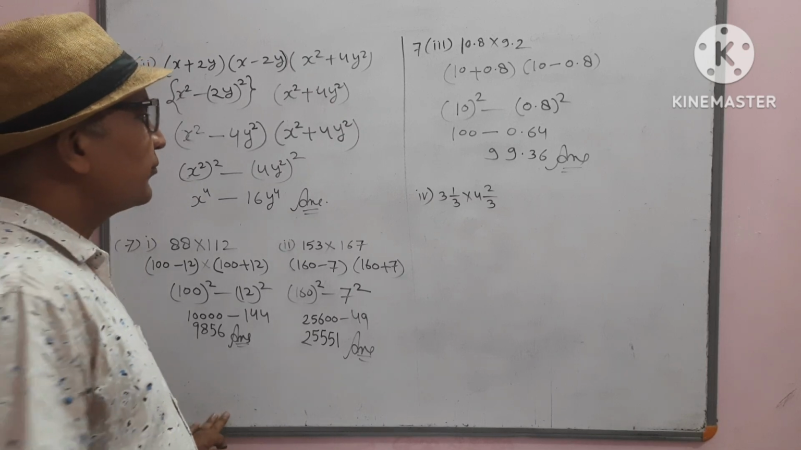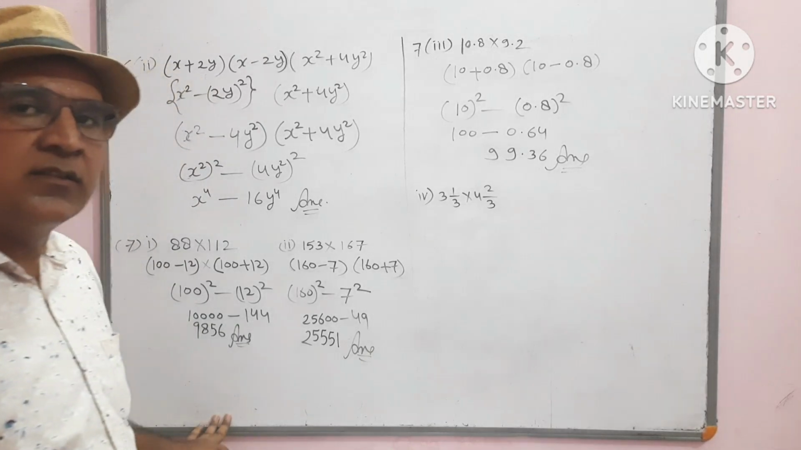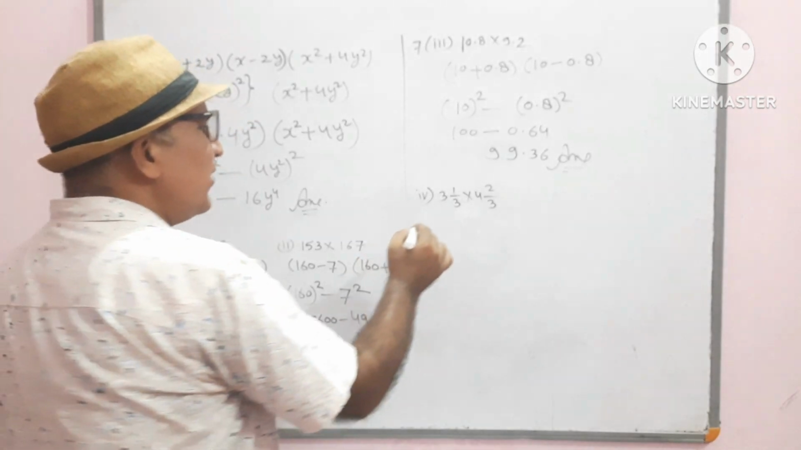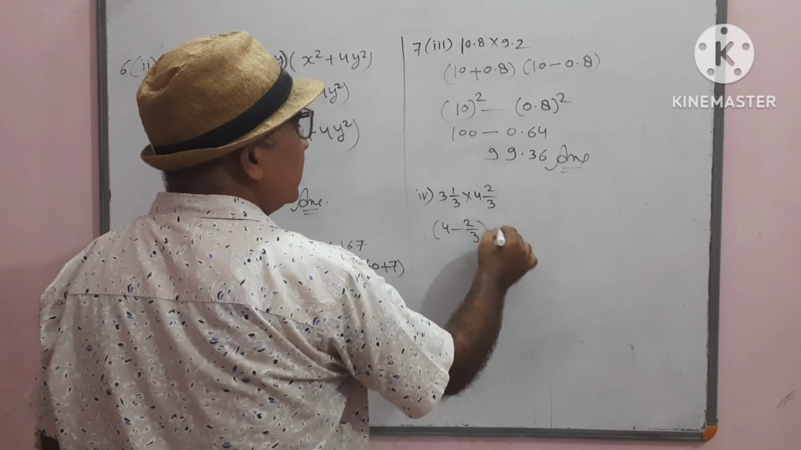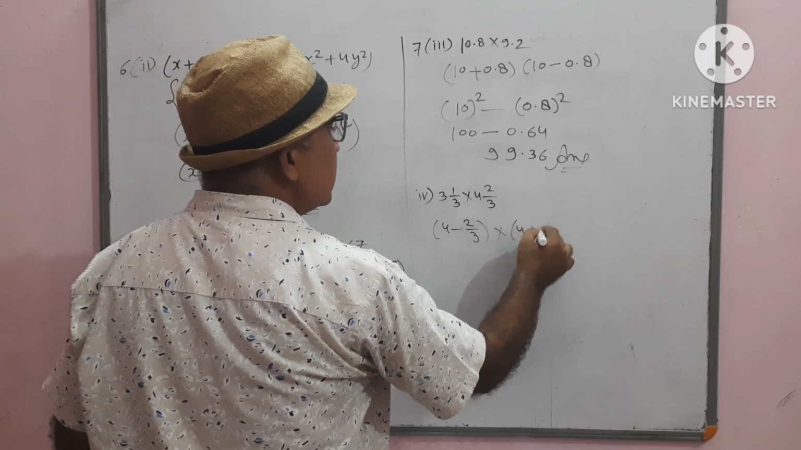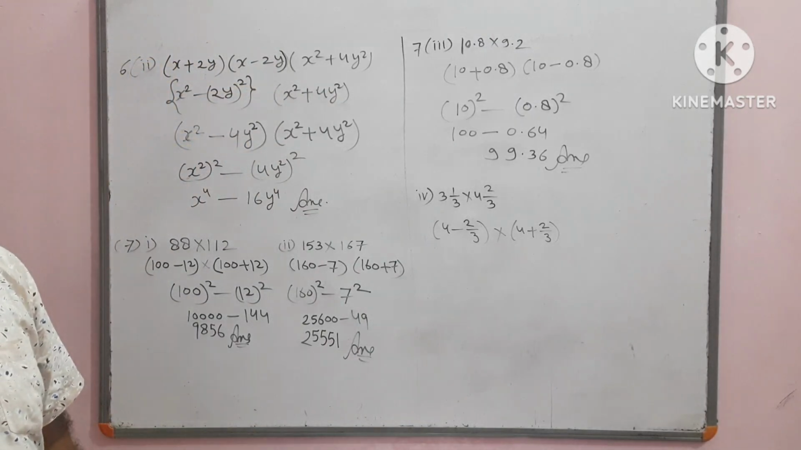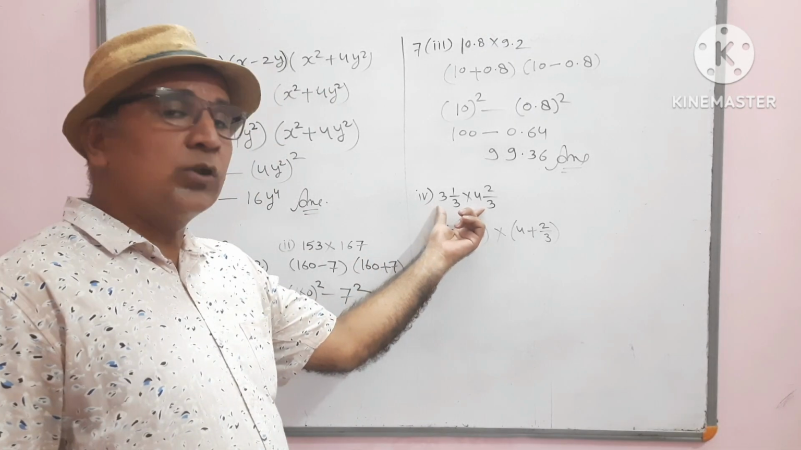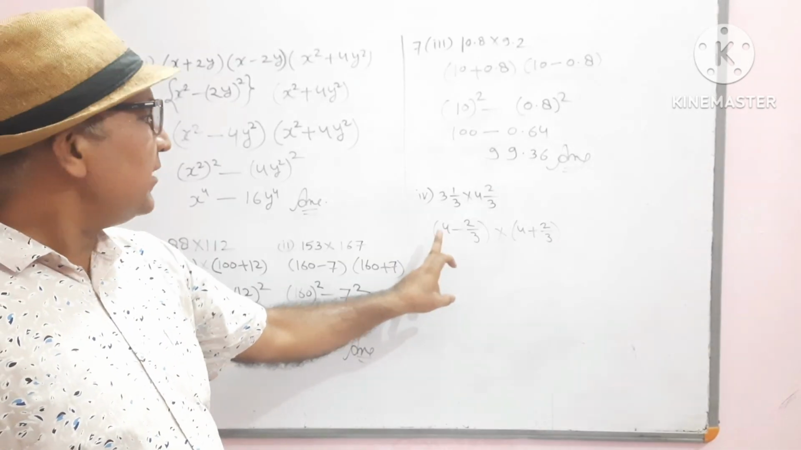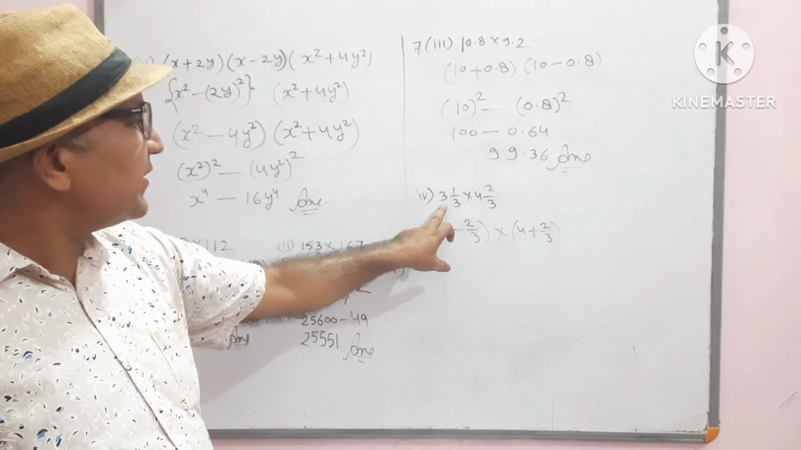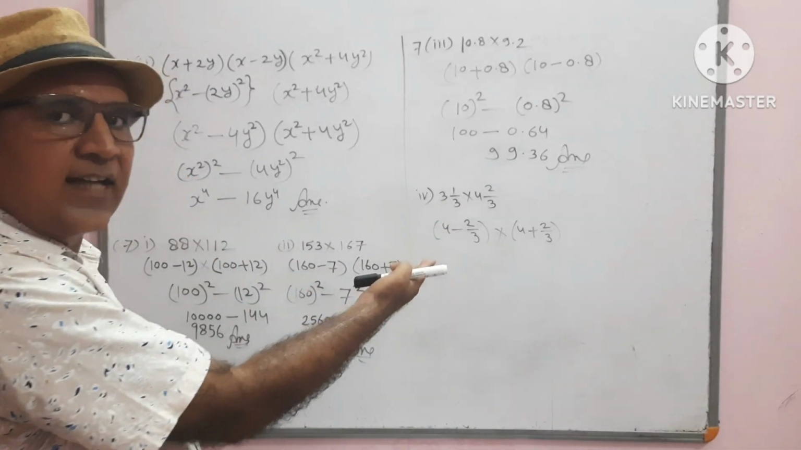See how to do. 3 into 1 by 3 into 4 into 2 by 3. If you notice carefully, this number is 4 minus 2 by 3 and this number is 4 plus 2 by 3. Again the same. How I have got it? I have added both the numbers and then divided by 2. I got 4. And then from 4 I have subtracted this to get this one. Okay. Now it is looking like the identity.